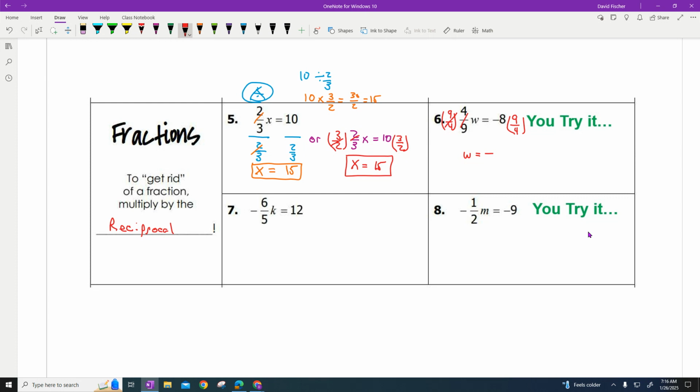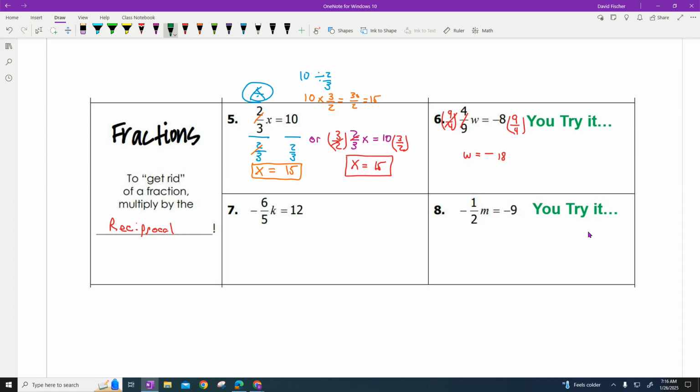Are you getting -18? We'll check on the next page here. Okay, but I'm thinking it's -18. All right, so here's another one. But now we have a negative sign here. These guys were both positives that we were multiplying by, you know, the reciprocals of 3 halves and 9/4. But now we got this negative, so we're going to save ourselves a step here as well.